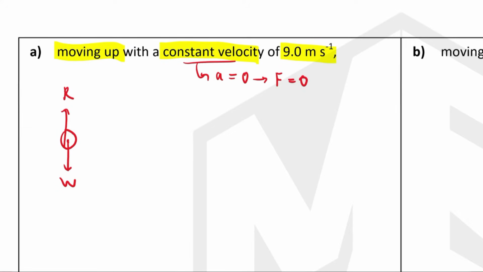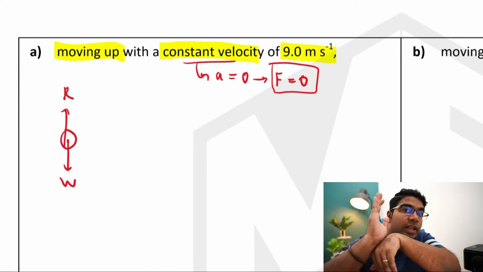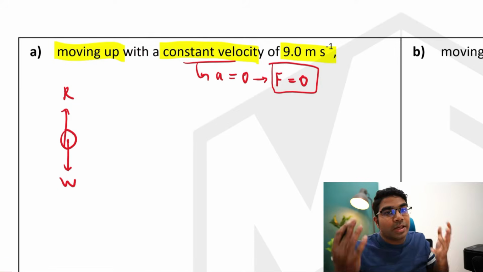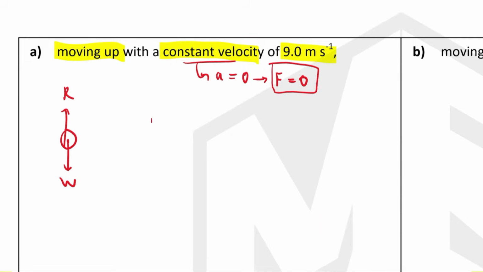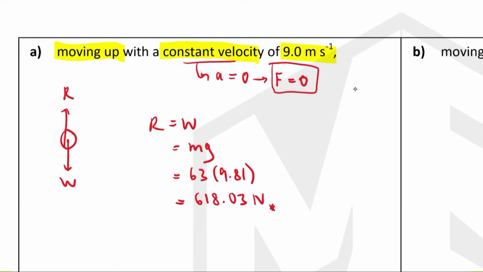Since we know that the resultant force is 0, forces are in equilibrium, the sum of forces in any two opposite directions are equal. Therefore, we can say that R is equal to W is equal to mg, and this will be 63 times 9.81, which is equal to 618.03 newtons.